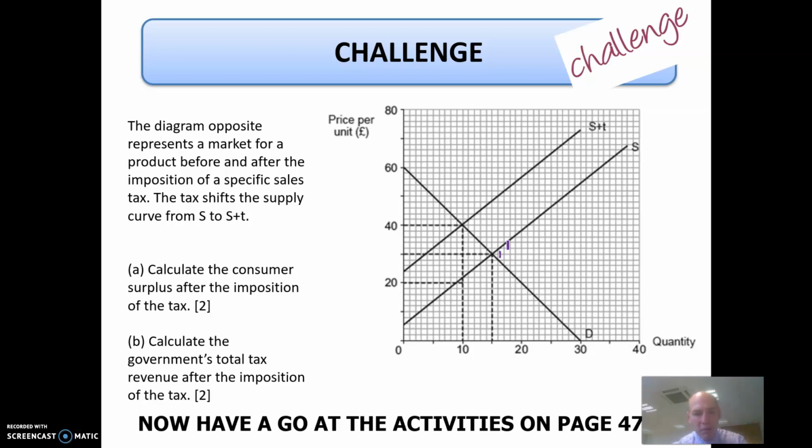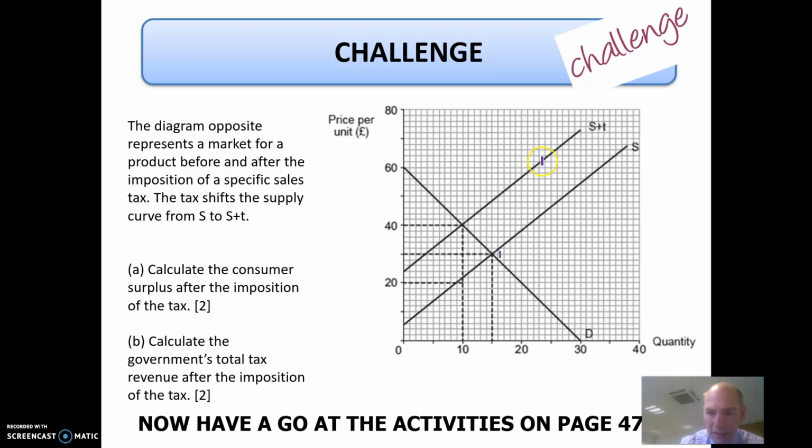And then question B, which students always struggle with at the beginning of the course, it's an interesting one. Calculate the government's total tax revenue after the imposition of the tax. So to work that out, what you need to do is consider the tax revenue they get, so you've got to think of how much tax they get per unit, and multiply that by the number of sales. Okay, so the tax per unit.